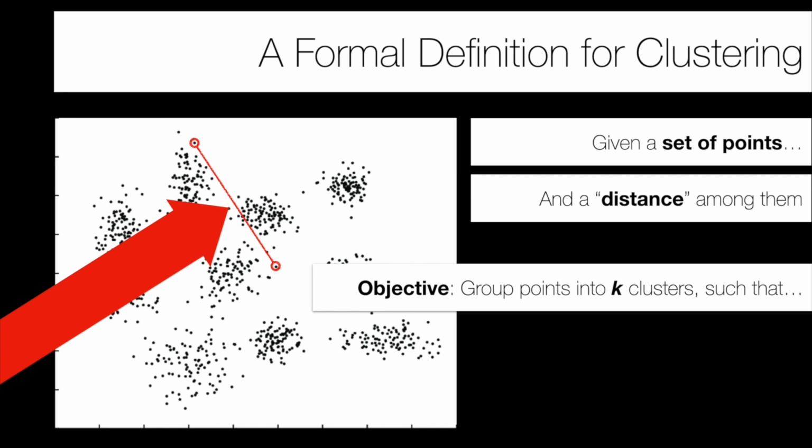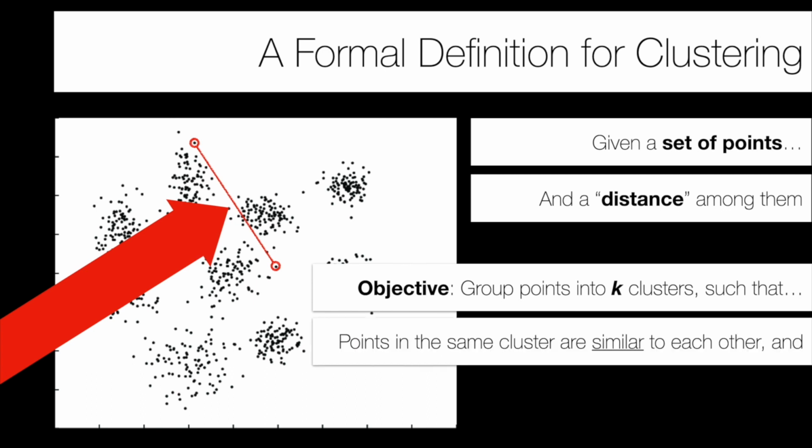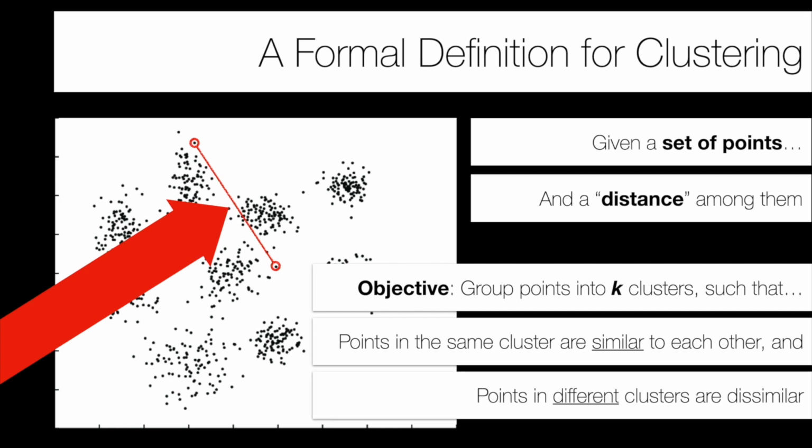And the objective is to group all of these points into some k set of clusters, such that points in the same cluster are more similar to each other than they are to points in different clusters. So if you take two random points in different clusters, their similarity should be, in general, much lower than the similarity of two points within the same cluster.